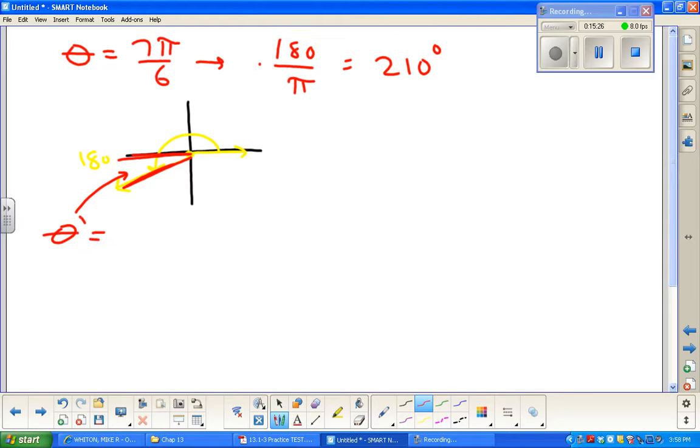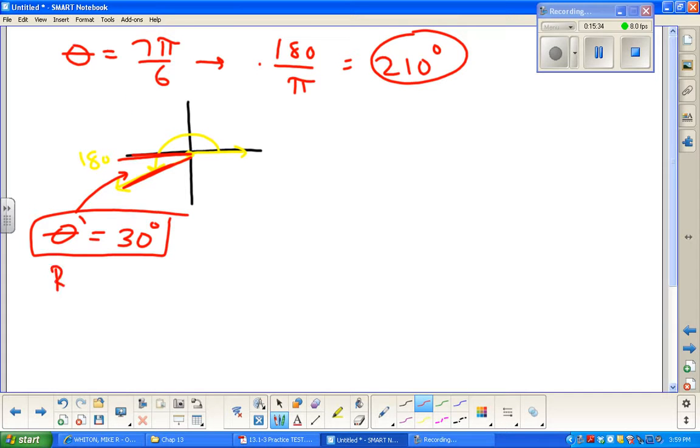Reference angle in this case, since we went out to 210, that means we went 30 past 180. Okay, do a little subtraction problem. There's your reference angle, theta prime. Okay, and now we can go ahead and get the sine, cosine, tangent, all the trig ratios. Now remember, we're doing this based on the 7 pi over 6. Okay, the point on the unit circle is down here in quadrant 3.